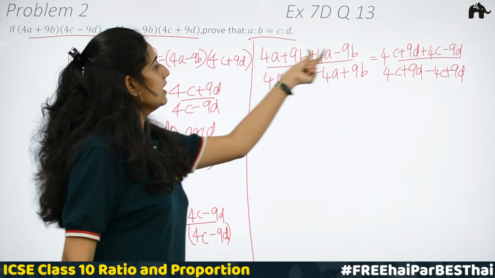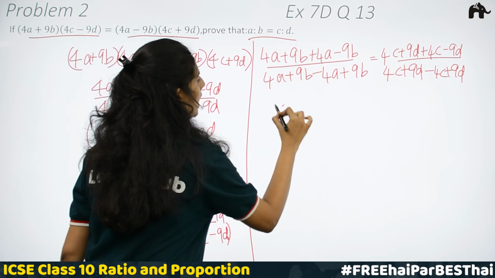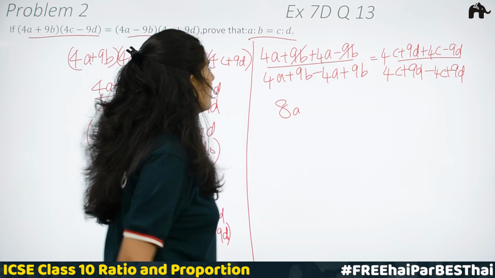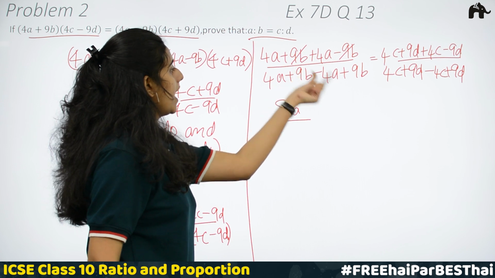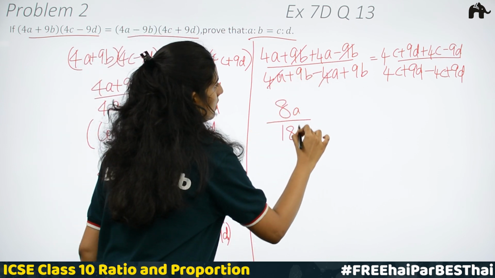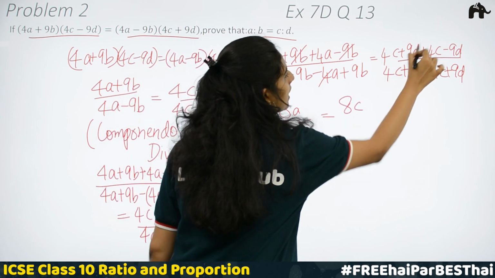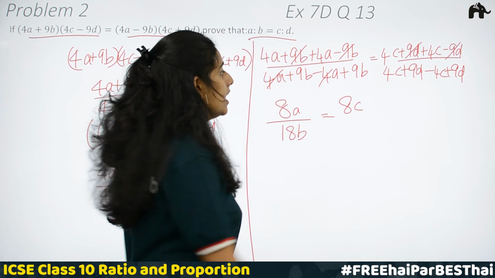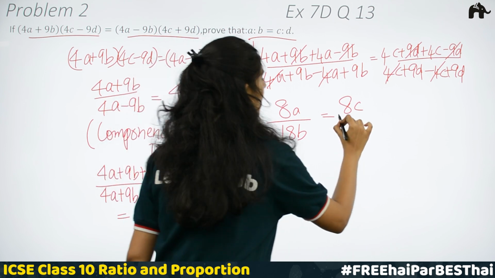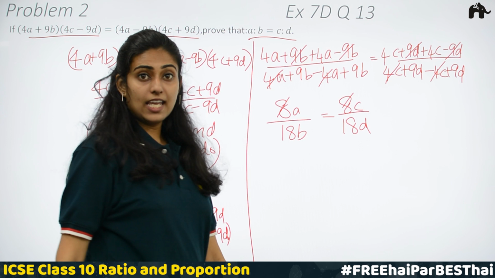Now, checking the numerator, here we have 4a and 4a. 4a plus 4a is 8a. 9b minus 9b can be cancelled. Denominator 4a and minus 4a can be cancelled. 9b plus 9b is 18b. This is equal to 4c plus 4c is 8c. 9d minus 9d cancelled. Denominator 4c and minus 4c cancel. 9d plus 9d is 18d. That is here both these 8s can be cancelled.